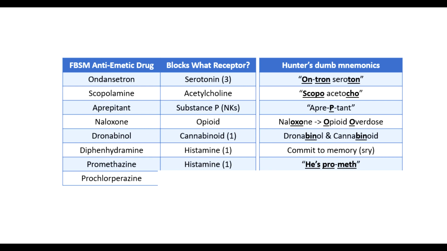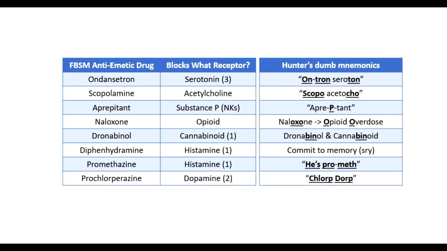And yeah. Lastly, we have Prochlorperazine, which is a dopamine 2 receptor blocker. And this is perhaps the dumbest mnemonic I came up with for this one. I think of Clorp-Dorp. Clorp-Dorp, this is the only drug with the clorp in it within the word of the drug. So I think of Clorp-Dorp as in Prochlorperazine for dopamine. Dorp is dopamine. And yeah, so this is the list of dumb mnemonics I came up with.